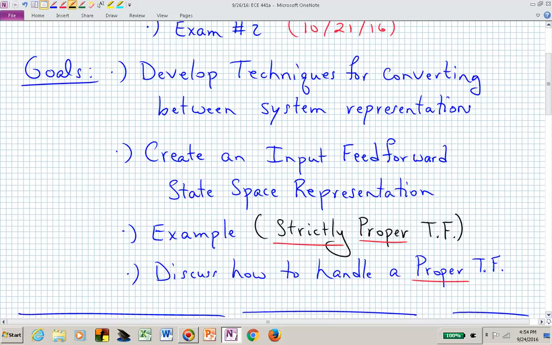And if we do have a transfer function that's not strictly proper but is instead simply proper, where the numerator degree is the same order as the denominator degree, we'll discuss how to handle that, essentially some long division, to convert that into a constant plus a strictly proper transfer function. We'll use the techniques we talk about today to go from a strictly proper transfer function into a state space representation, and then it's turn the crank in terms of obtaining that state space representation.